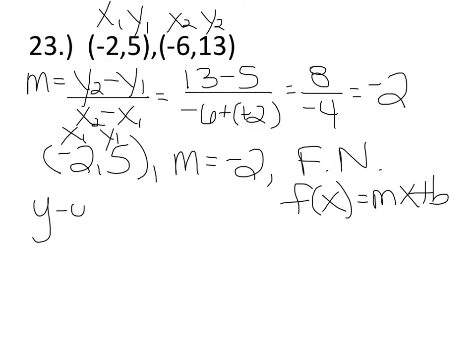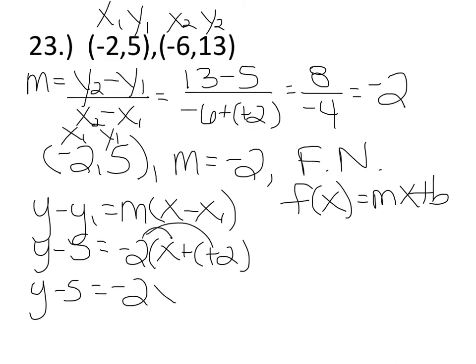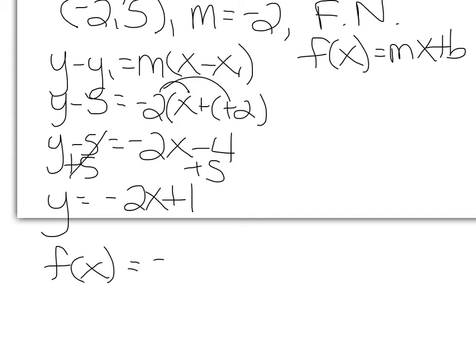And I'm going to plug in to y minus y1 equals m times x minus x1. Here we go. Y minus 5 is equal to negative 2 times x minus negative 2. Add a line, change a sign. Y minus 5 is equal to, distribute your negative 2, negative 2x minus 4, and then you're going to add 5 to both sides, and you get y equals negative 2x plus 1. Change your y to f of x, and you get f of x equals negative 2x plus 1.